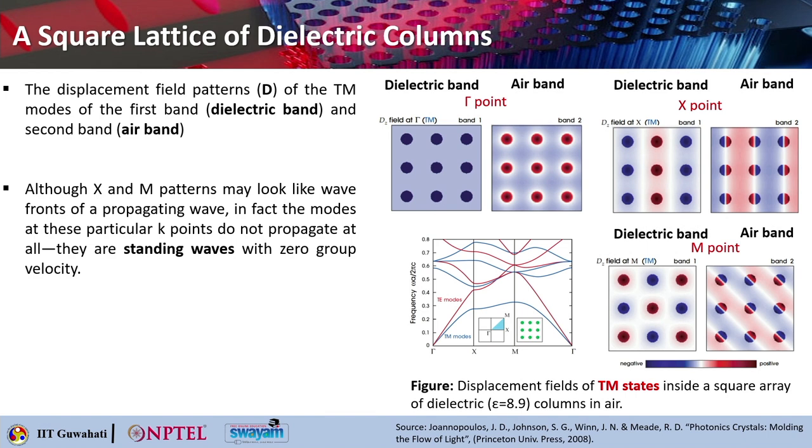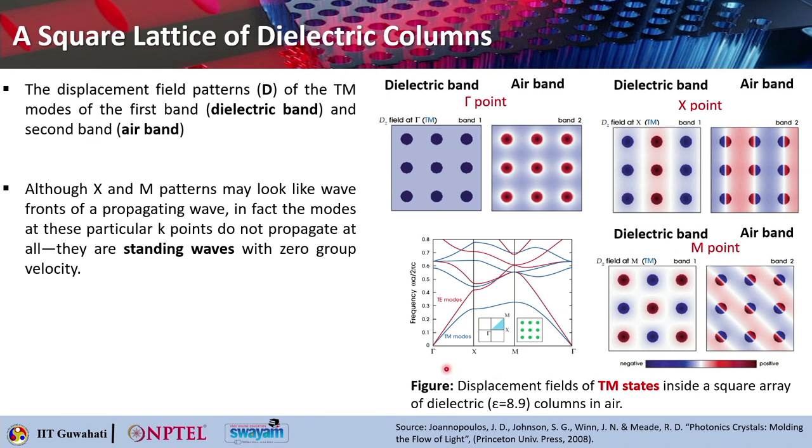So what is important here is to note that this is how you can analyze the displacement fields of the TM states in a square array of dielectric columns in air, okay. So what it has given you is the TM band gap, right, and we have also seen the modes at these important points gamma, X and M, and how they look.